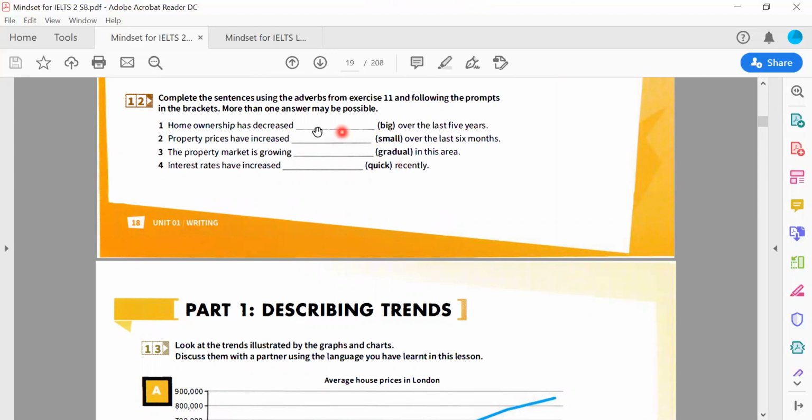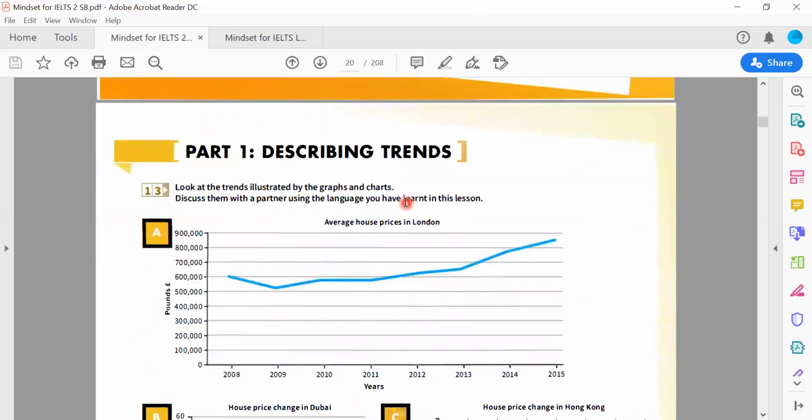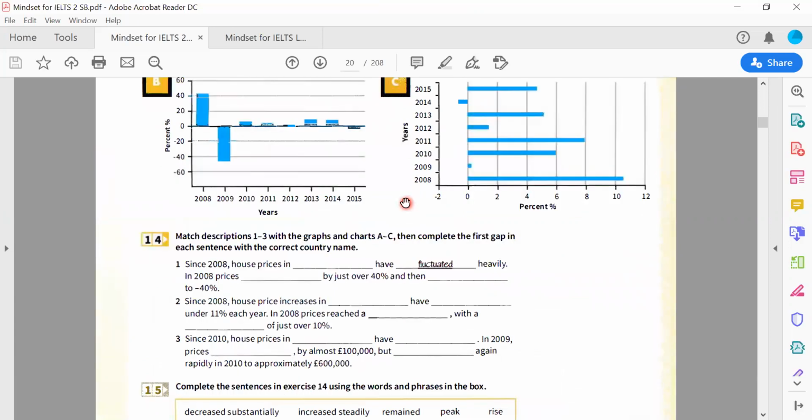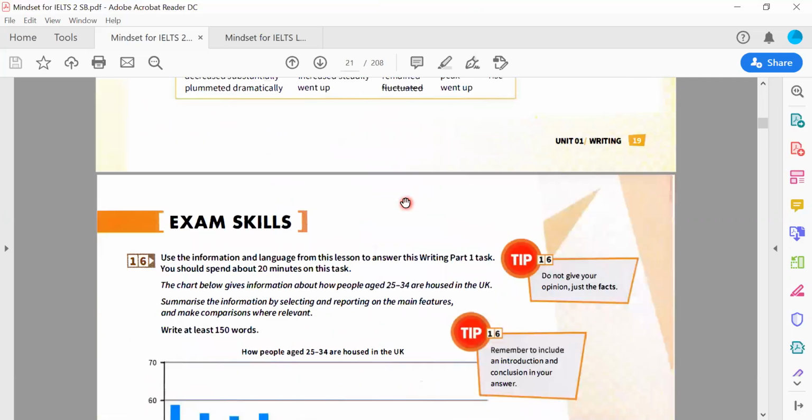For example, any of the adverbs, like big, it says home ownership has decreased over the last 15 years. Instead of big, what would you write? So you can say home ownership has decreased significantly over the last 5 years, or for small, gradual, or quick. You can use anything. And then about the trends.